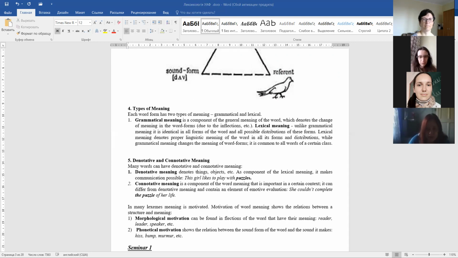Lexical meaning, unlike grammatical meaning, is identical in all forms of the word and all possible distributions of these forms. Lexical meaning denotes a proper linguistic meaning of the word in all its forms and distributions, while grammatical meaning changes the meaning of word forms. It's common to all words of a certain class. Okay, give me an example of lexical and grammatical meaning.